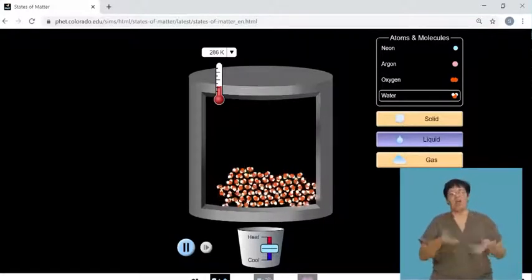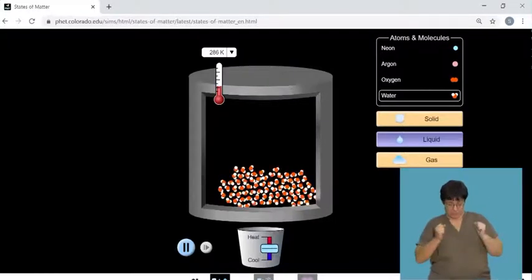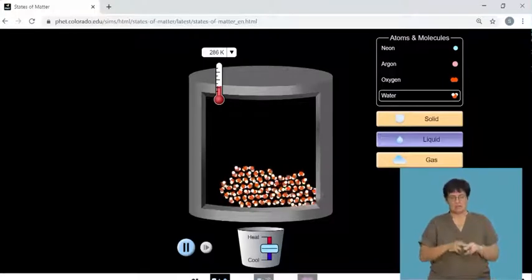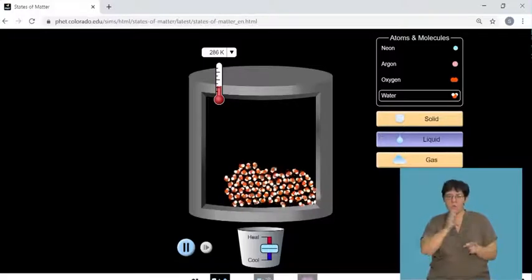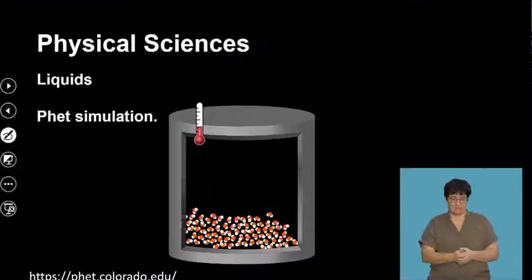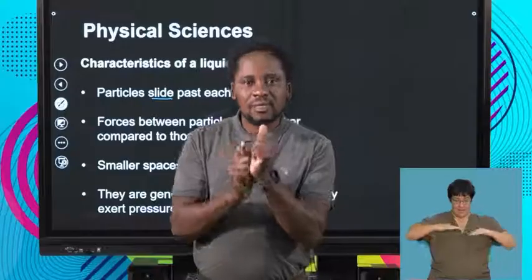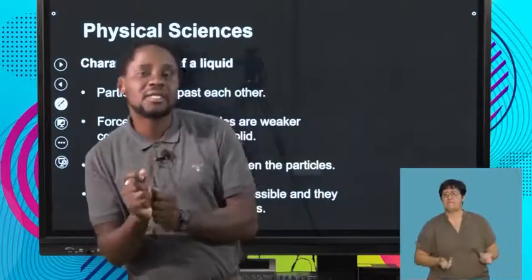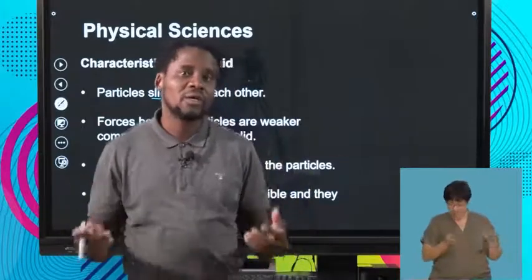In terms of shape, you'd realize that there is no definite shape. In this case, the liquid takes the shape of the container. So these are some of the obvious characteristics or properties of a liquid that must come to mind, right? If you go back to our simulation to look at the slides in terms of the summary, it says here that the particles slide past each other. Sliding suggests that there is some movement that the particles are experiencing, but these forces, by comparison, are actually weaker than those of a solid, right?